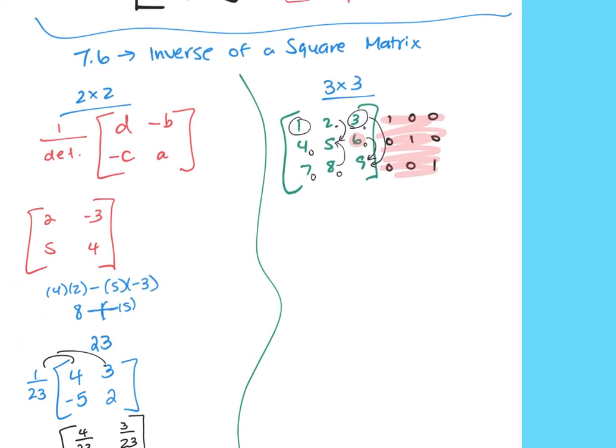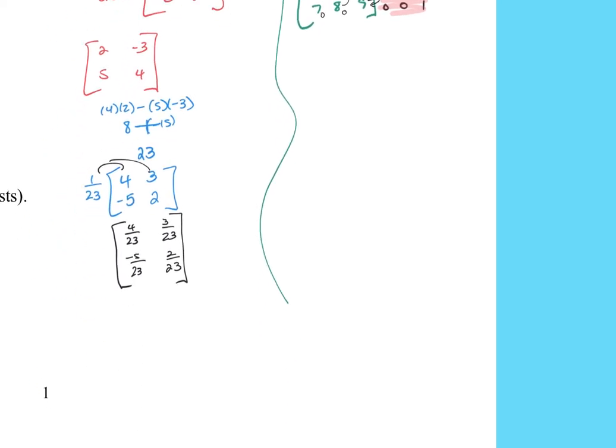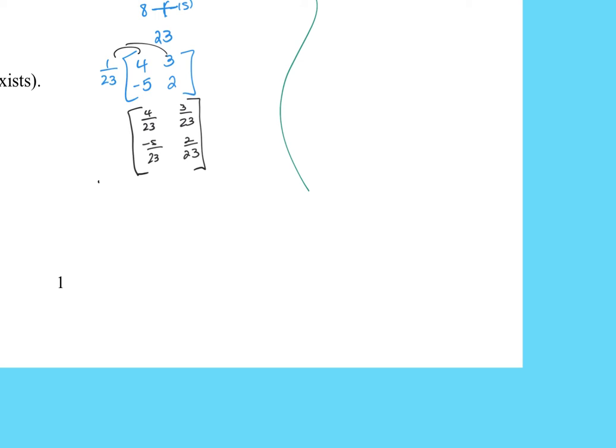Questions on either inverse process? Okay, and then in 7-7, you had the determinant of the 2 by 2.